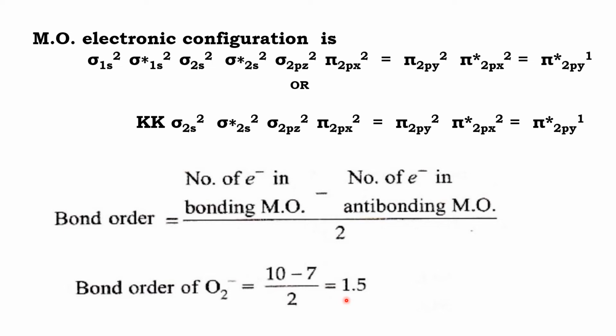So when we consider O2, O2 plus and O2 minus, which is more stable? O2 plus is more stable because its bond order is 2.5, while O2 minus is least stable because its bond order is 1.5. So bond order will give you the idea about the stability of the molecule. Take down.